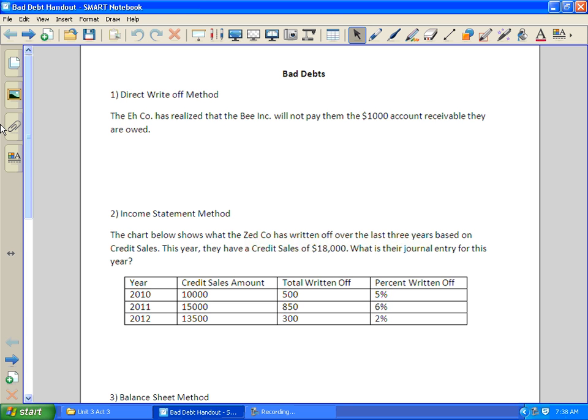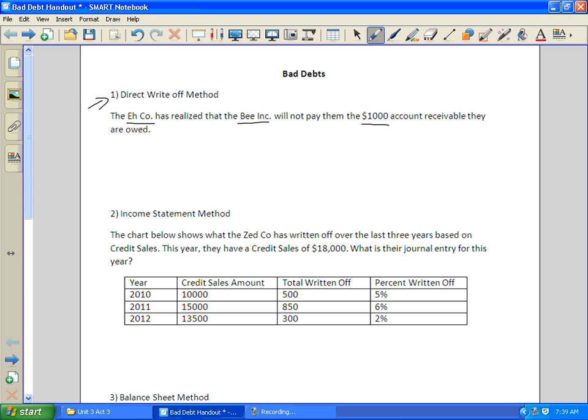Okay, so look, there are 3 methods that we worry about. The first one we're going to talk about when we're calculating out a bad debt is the direct write-off method. This is actually pretty straightforward. In this case, the A company has realized that the B company, Inc., will not pay them the $1,000 account receivable that they are owed.